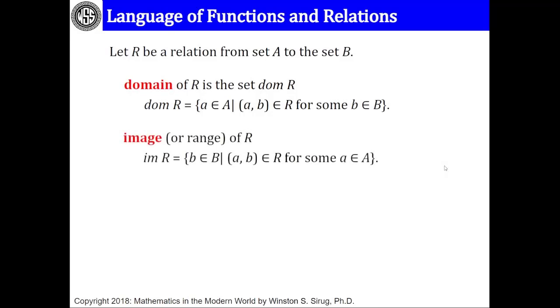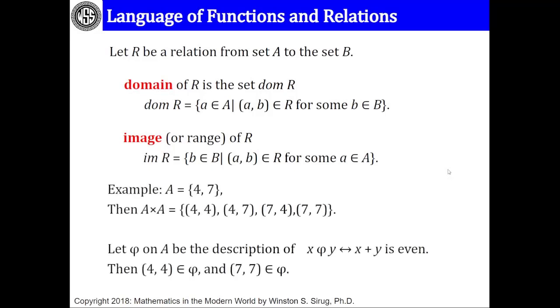Okay, so we have an image or range of R. So we have the image of R is equal to the set of b, an element of B, such that (a, b) is an element of the relation for some a an element of A. Okay, so example, ayan, if A is equal to the set of 4 and 7, so if we multiply A by A, we'll get the following ordinates: (4,4), (4,7), (7,4), and (7,7).